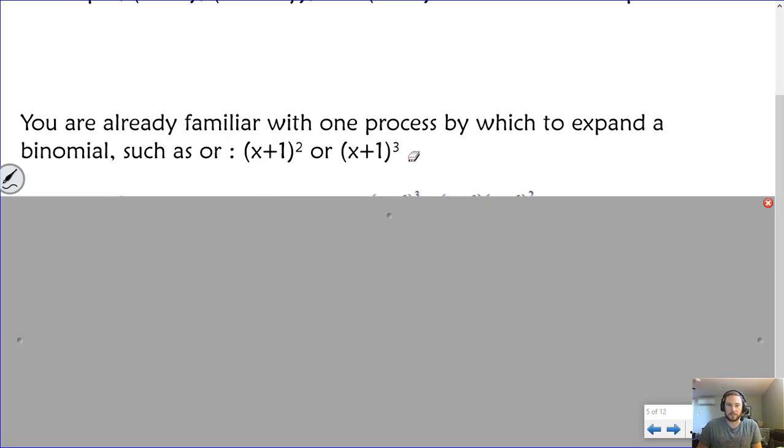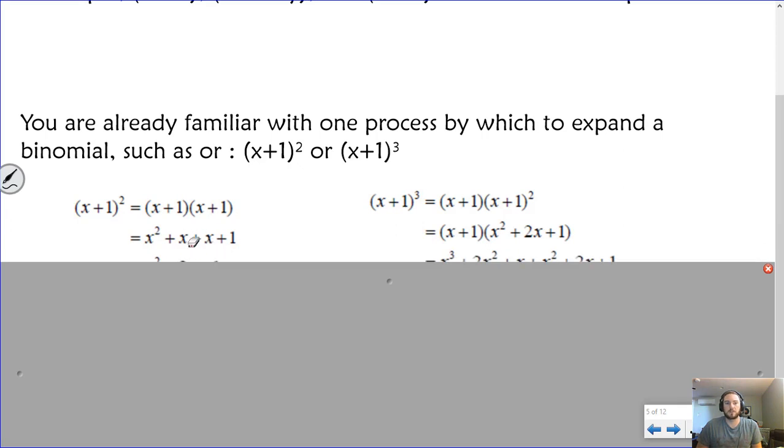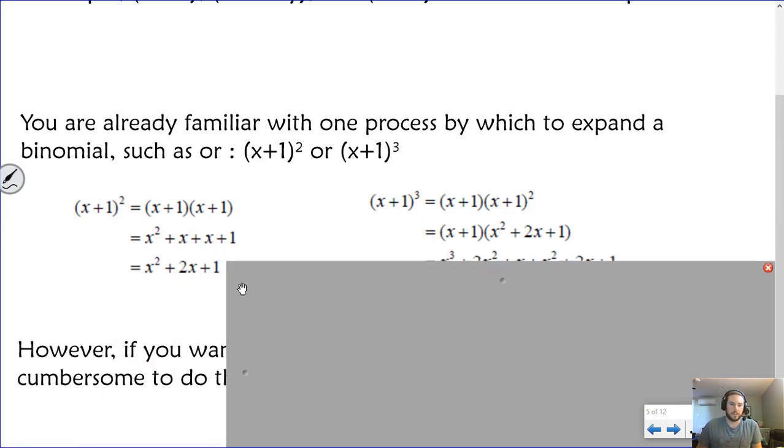And then the same thing for x plus 1 cubed, right? So for x plus 1 squared, that's going to be x plus 1 times x plus 1. Then we go through and say x times x, and x times 1, and 1 times x, and 1 times 1. So we get 4 terms. And then we combine like terms and we get x squared plus 2x plus 1.